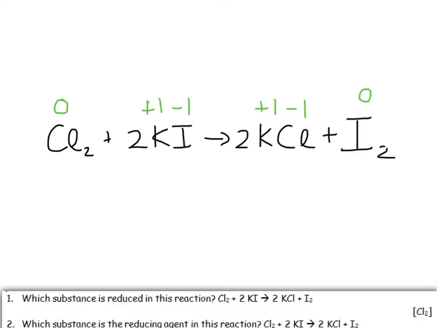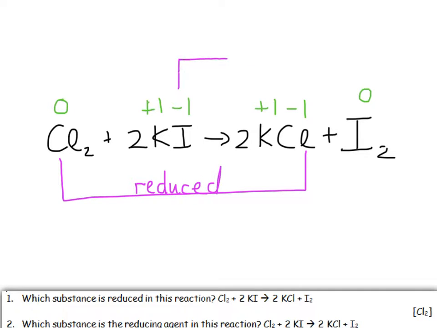Now we can take a look at chlorine goes from 0 to -1, which means it has been reduced. It has gained electrons. And the iodine has gone from -1 to 0, so it has been oxidized and has lost electrons. In other words, it has become less negative. So which substance has been reduced? It is going to be the chlorine.